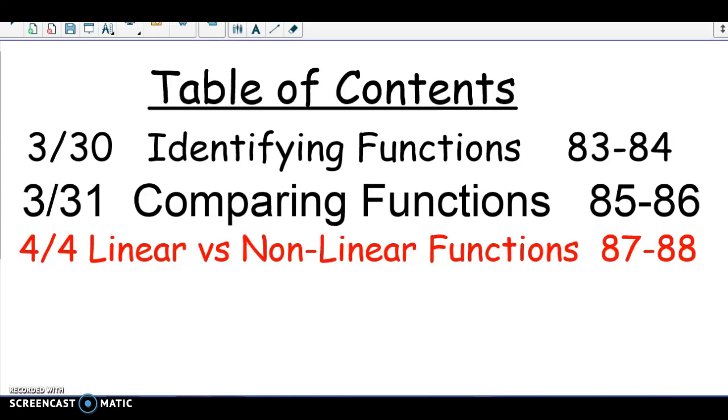Okay, in today's lesson, we are going to learn about linear and nonlinear functions. You're going to be able to tell when you have a linear function and when you won't. Your table of contents needs to be filled out. You're going to be attaching your note sheets to page 87 and 88 today.